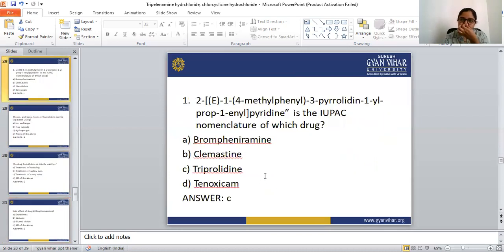Let's see MCQs, multiple choice questions. The first: (E)-1-(4-methylphenyl)-3-pyrrolidin-1-yl-propenyl pyridine is the IUPAC nomenclature of which drug? Here are brompheniramine, clemastine, triprolidine, tenoxicam. So the answer is triprolidine.